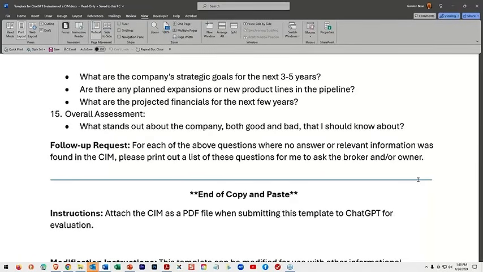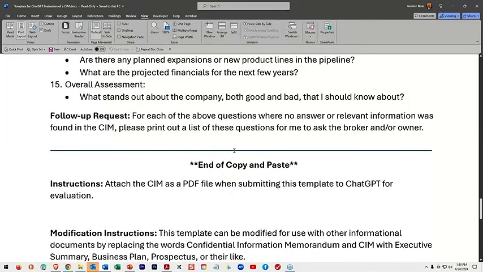Now, there's no other process that I know of that you can use that's going to empower you to understand and know about this company than the process I just shared with you. Okay, so here is the end of your copy and paste. So it was between the two lines. Remember, we had a line at the top, we have a line at the bottom.